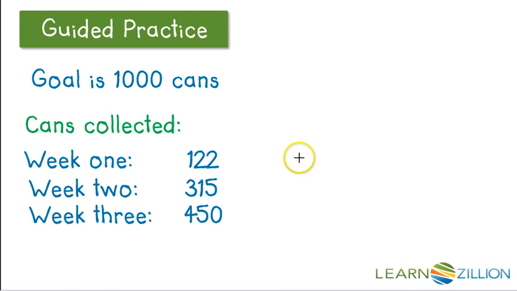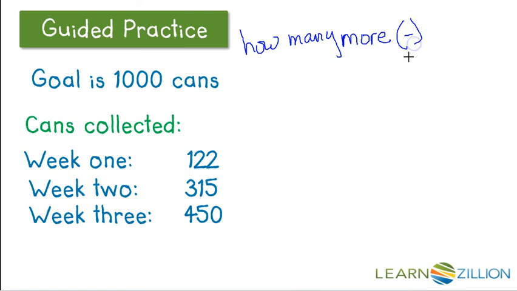So we're looking for how many more do they still need to collect? How many more? How much more? How many more? Ugh, I write terribly on this. More means a subtraction problem. But the first thing we're going to have to do is add these together.